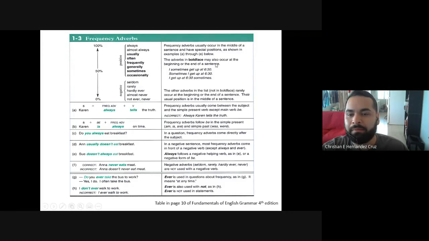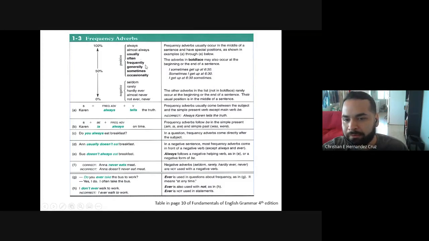And these can also occur at the beginning or at the end of a sentence. Let's see what that means. So let's say usually, often, frequently, generally, sometimes. So I sometimes get up at 6:30. Sometimes is basically in the second position. Sometimes I get up at 6:30. It is at the beginning of the sentence. And I get up at 6:30 sometimes. In this case, it is at the end of the sentence.